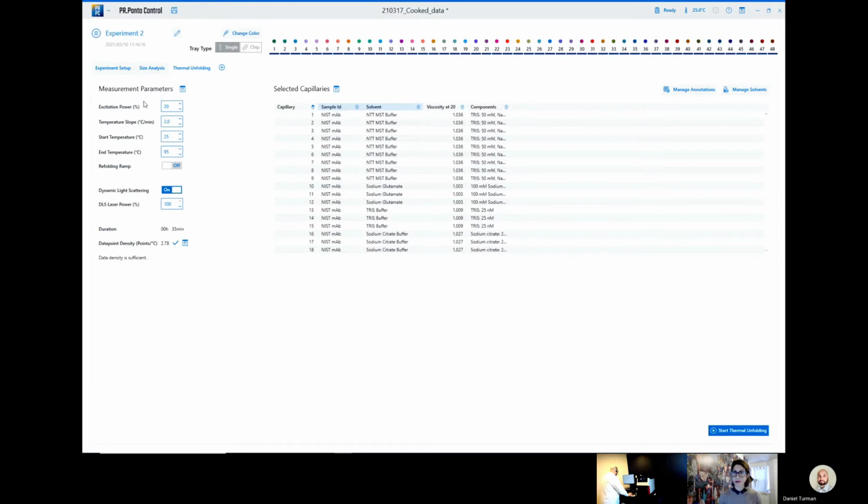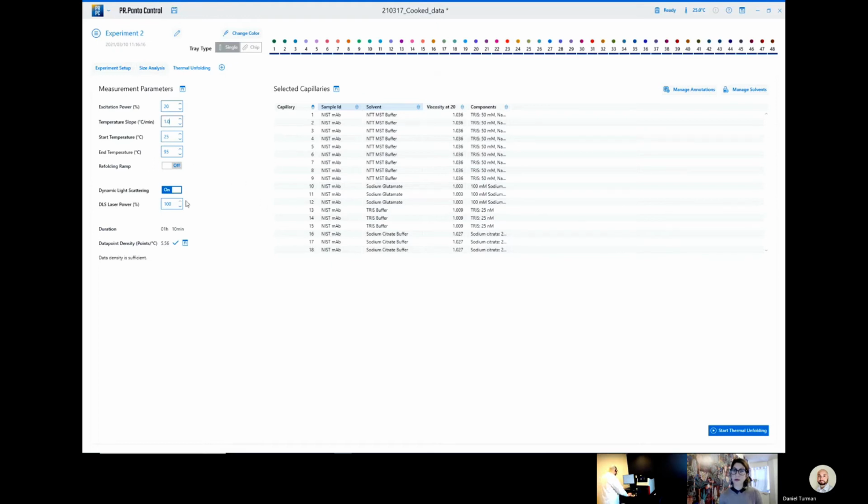So excitation power is going to be the same, but you need to think about your temperature slope in degrees per minute. Let's do that at 1 degree per minute. And your starting and ending temperatures. 25 to 95 is standard, but if you know your protein unfolds at a certain point, you want to speed up the temperature ramp, you can do that.